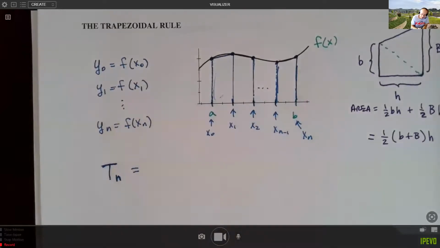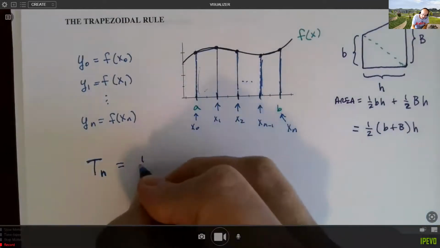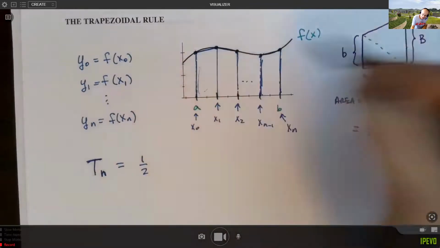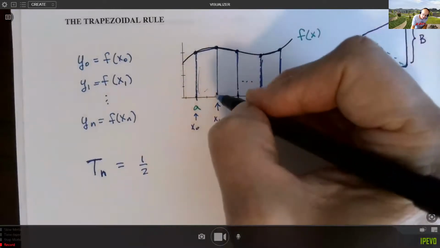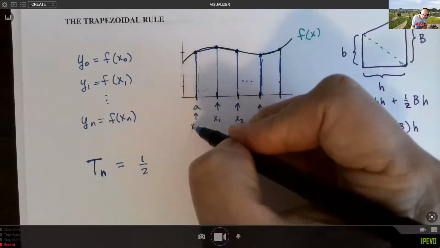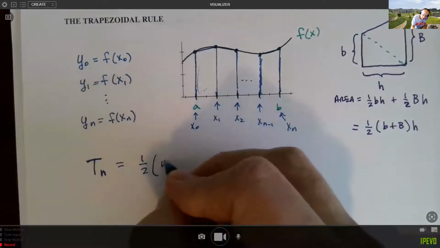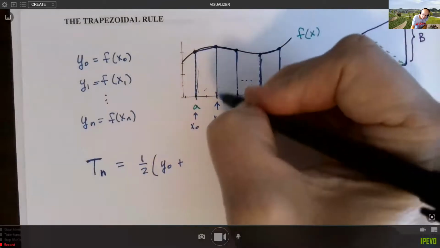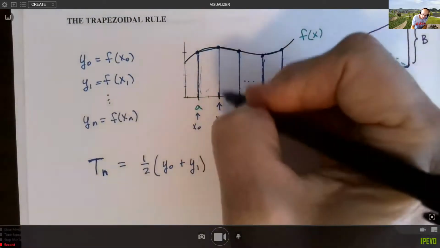So let's find the area of the first one. It's a trapezoid, and we've got the formula over here. So it's 1/2, and we have little b and big B. The little b is this side length, and our big B is this side length. Little b is just the height of the function at x sub 0, so it's f of x sub 0 or y sub 0, plus big B, which is the height of the function at x sub 1. That's f of x sub 1, which we're calling y sub 1. So this length is y sub 0, this length is y sub 1.